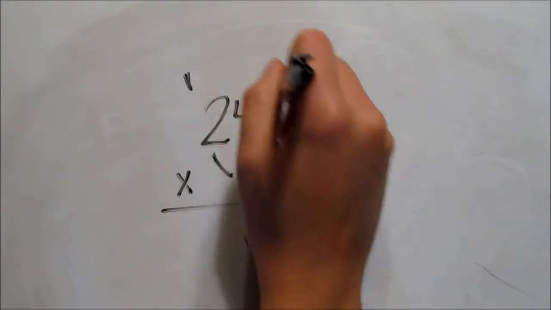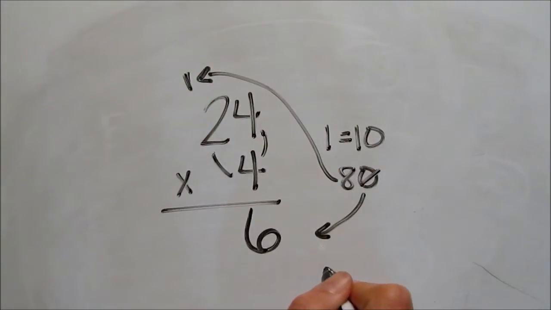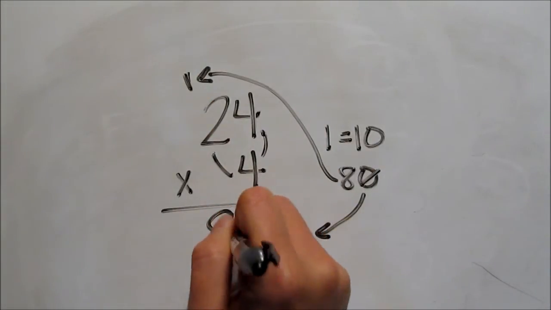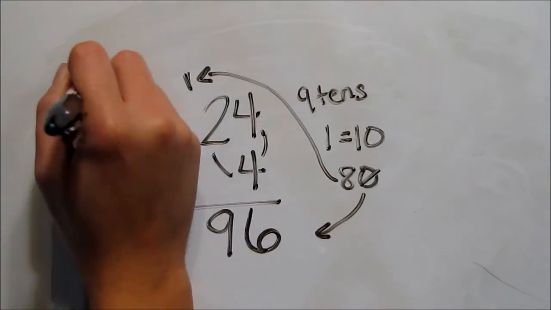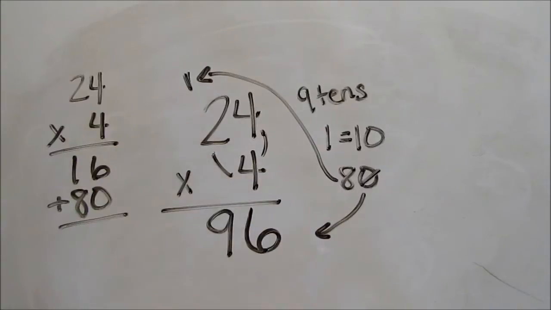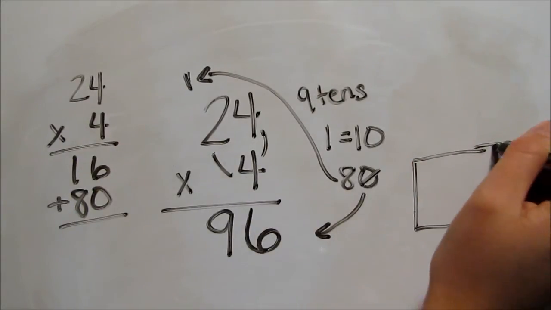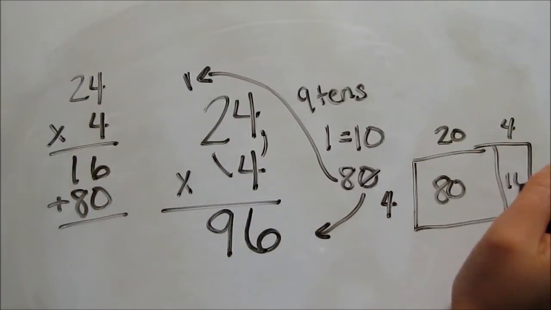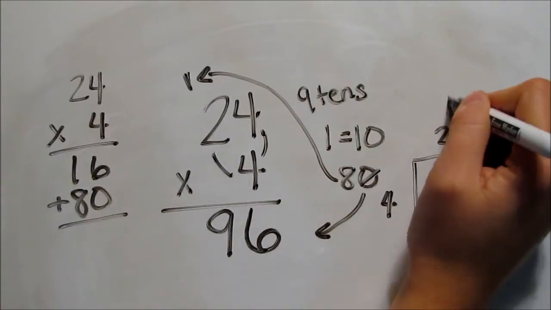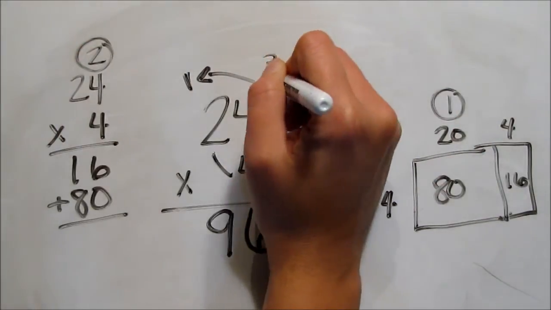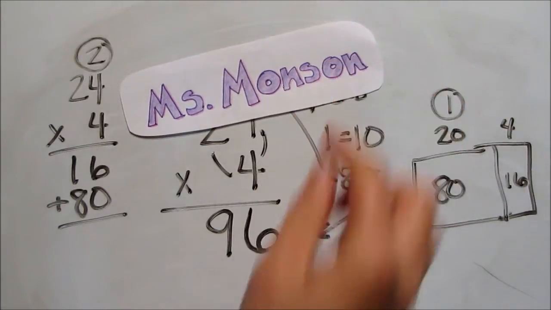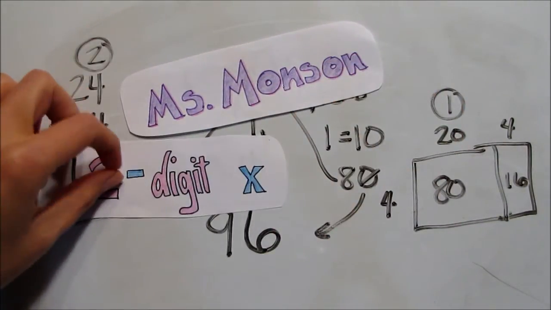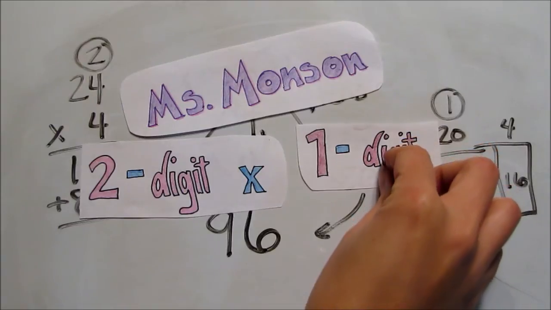But we have 1 ten we need to add. Now we have 9 tens, or 90. We put a 9 in the tens place, and we're finished. Now, when we reach this point, hopefully your child is also able to connect our earlier models with this algorithm. This is Miss Monson, and this video was all about multiplying 2-digit times 1-digit numbers without using the algorithm.